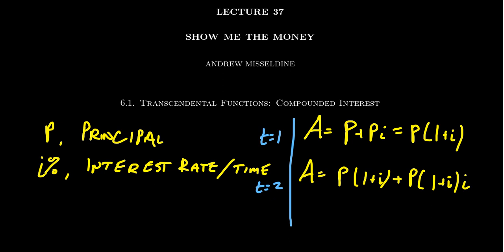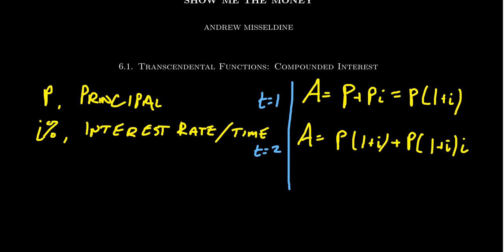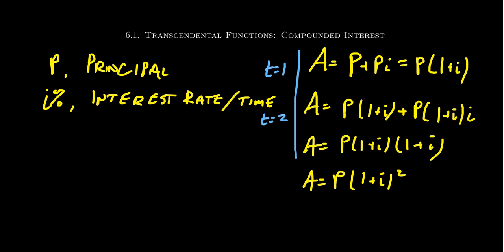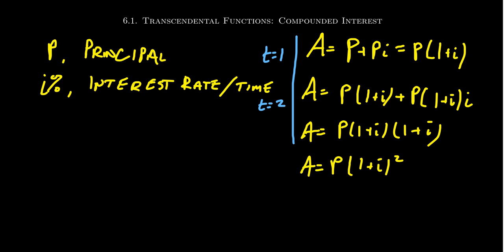But again, as a mathematician, I can't help myself. I notice there's a common divisor. P is common to both, but we also have a 1 plus I that's common to both. If I factor those out, this will give me that the amount is equal to P times 1 plus I. That's what I factored out. But then what's left behind when you factor these things out would give me a 1, and this one would give me an I. So you get P times 1 plus I times 1 plus I. We can factor that even better. We get the amount is equal to the principal times 1 plus I squared. And so after 2 units of time, the amount in the account would be P times 1 plus I squared.